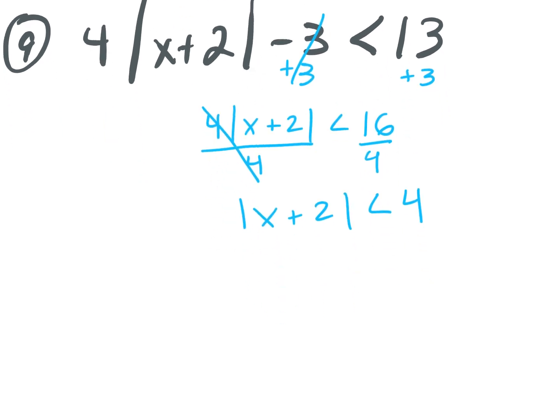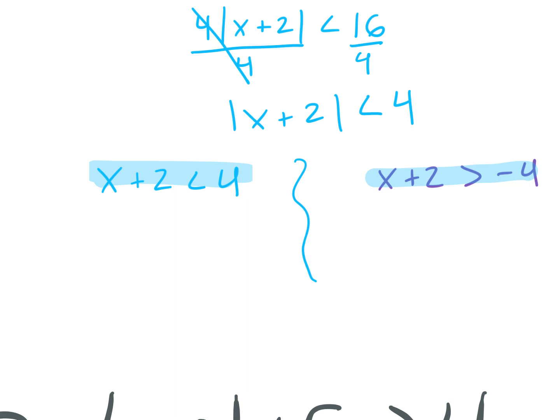So the first one stays exactly the same. We have x plus 2 is less than 4. What's our second inequality going to be? Is greater than negative 4. Perfect. So we flip the inequality sign and change the numbers to be negative. So we have our 2 inequalities here that we're going to solve.